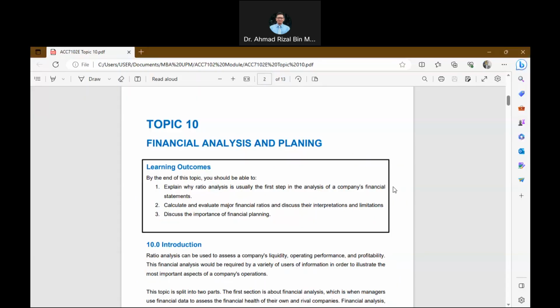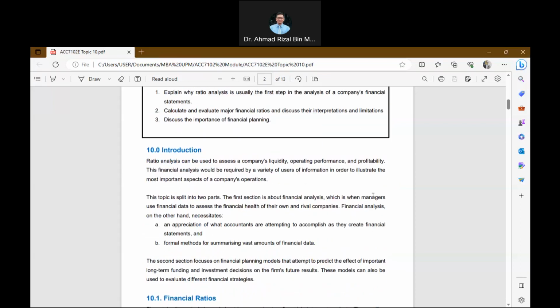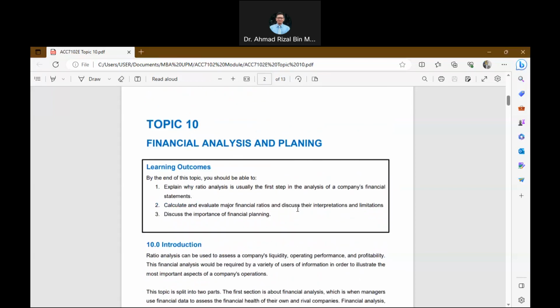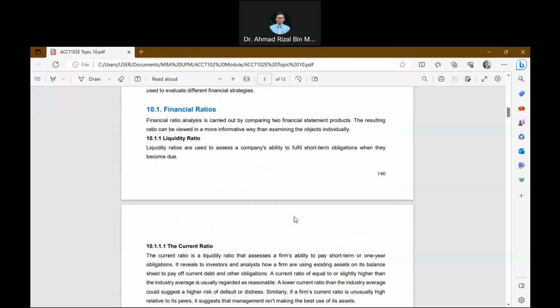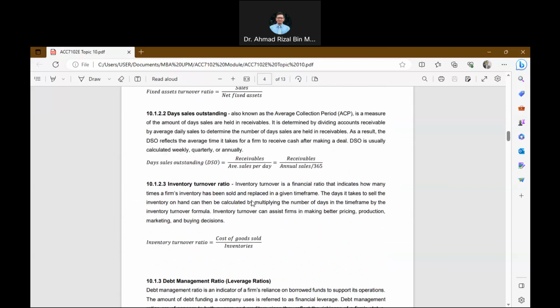Okay, the last topic would be financial analysis and planning. I will use the module that the PBS has prepared. And the first part of this topic is basically the financial ratios, which we have done in the earlier chapter. If you look at the ratios, you have done all of this, so it shouldn't be any problem.